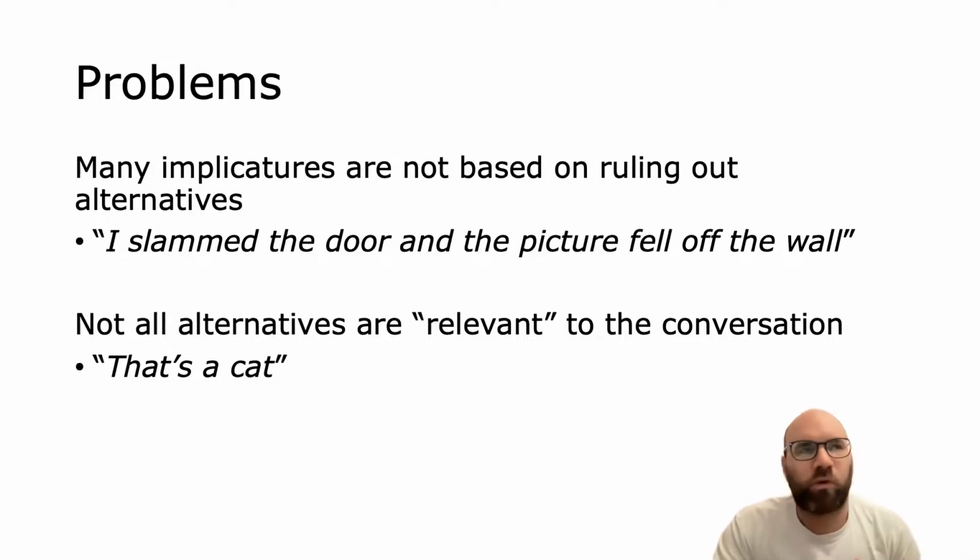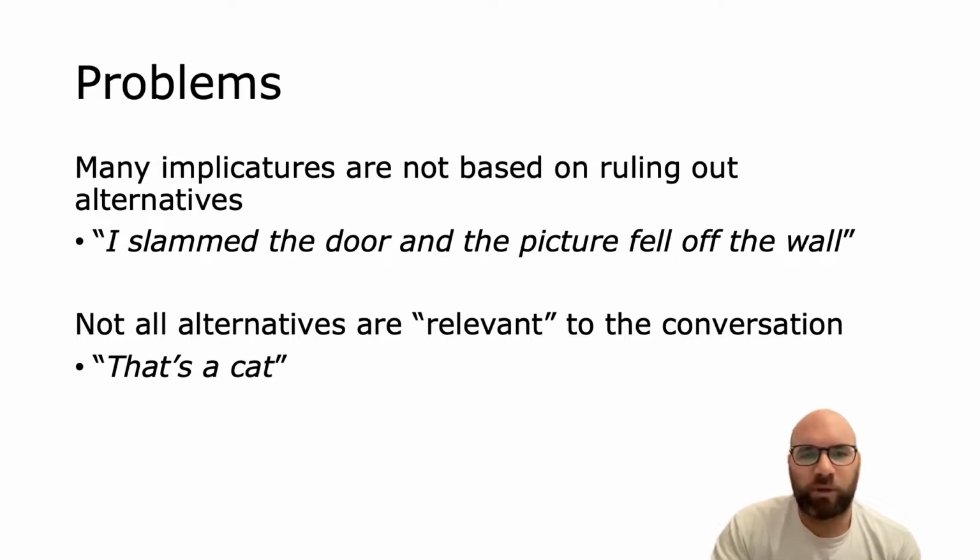So just like we saw before, if someone says Josh is smart, the alternative they could have said is Josh is brilliant. So we think, why didn't she say Josh is brilliant? She must think Josh is not brilliant. Again, that's a scalar implicature. There are many implicatures that don't work that way.